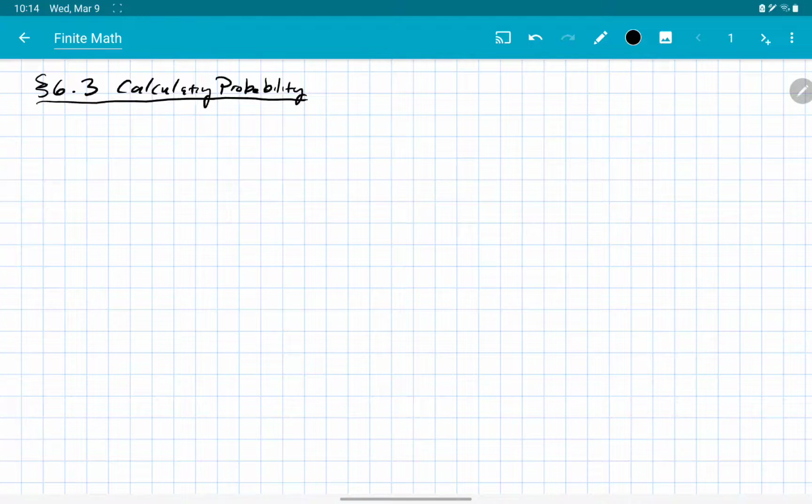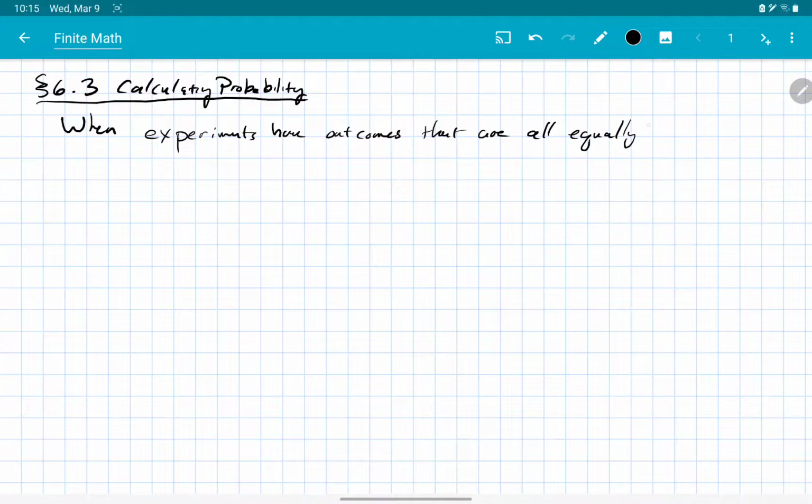Okay, so the first thing to note is when experiments have outcomes that are all equally likely, it is simple to compute probabilities.